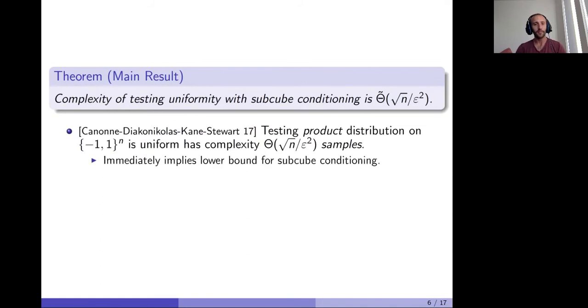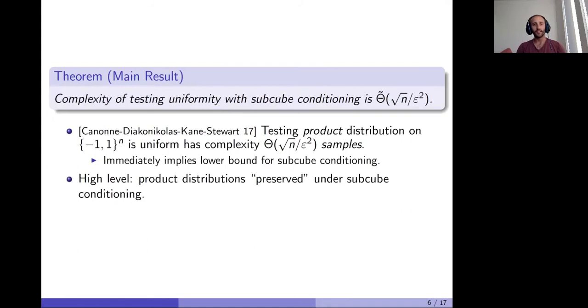The reason why I bring this up is that the corresponding lower bound on the sample complexity for testing a product distribution immediately implies a lower bound for subcube conditioning for general distributions. And the high-level idea is that product distributions are somewhat preserved under subcube conditioning. And formally, what I mean is that if Alice needs to make a subcube conditioning query to a product distribution, the oracle can simulate that by simply an independent sample.